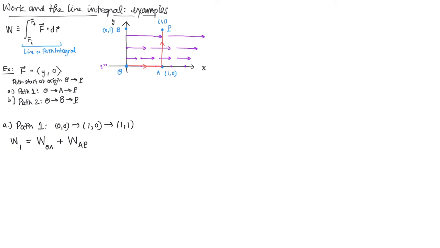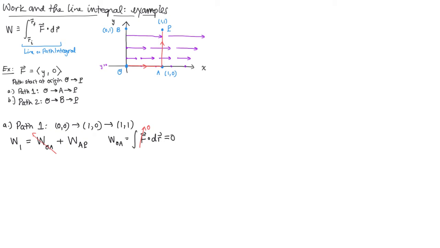The work done by going from the origin to A is going to be really straightforward because the force on that leg is 0. Right, so it's the integral of F dotted into dr, but F equals 0 everywhere on that path. So there's no work done in that first leg.